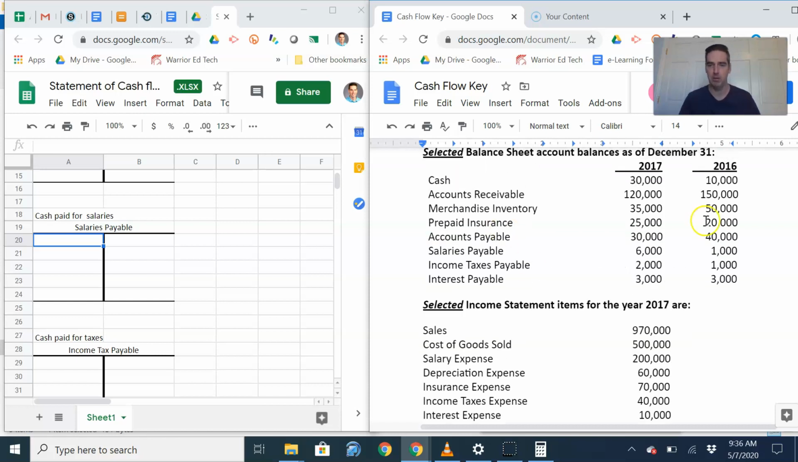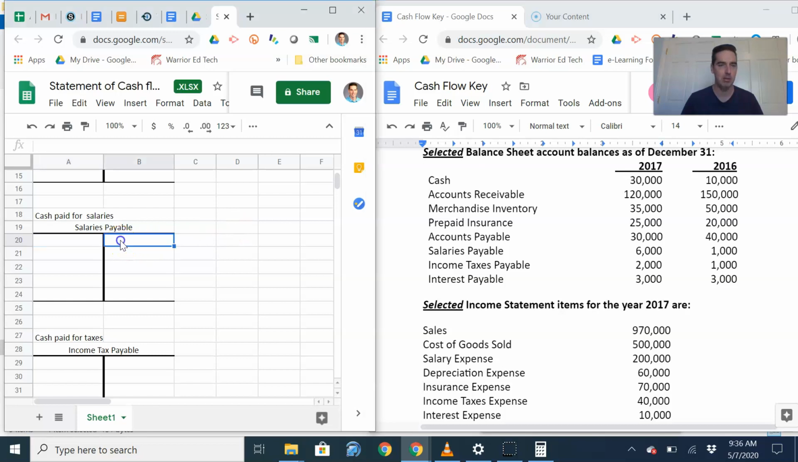The beginning balance for salaries payable is 1. The ending balance is 6. And remember, it is a liability, so it has a credit balance. So there's our 1. There's our 6. So cash paid for salaries is going to make the liability go down. So cash is represented in here. What makes the payable go up is the salary expense figure. So that would be the 200.